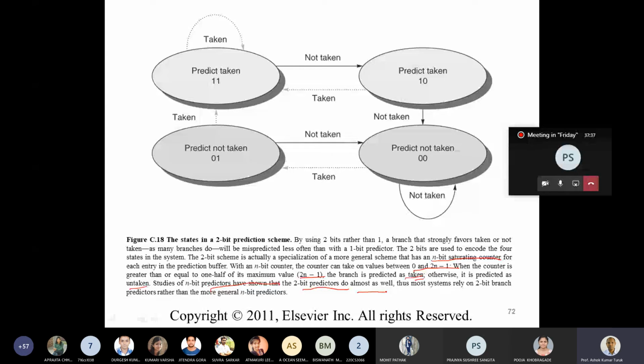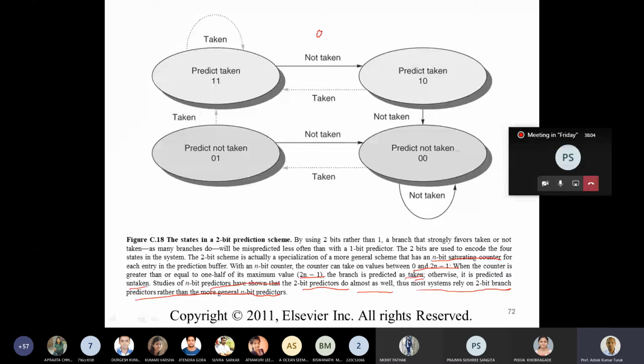Thus the system relies on 2-bit branch prediction rather than a generalization of an n-bit predictor. Now let's look at how the 2-bit predictor works. A 2-bit prediction is basically a special case of n-bit prediction, and studies have seen that instead of having an n-bit saturation counter, a 2-bit counter is good enough.